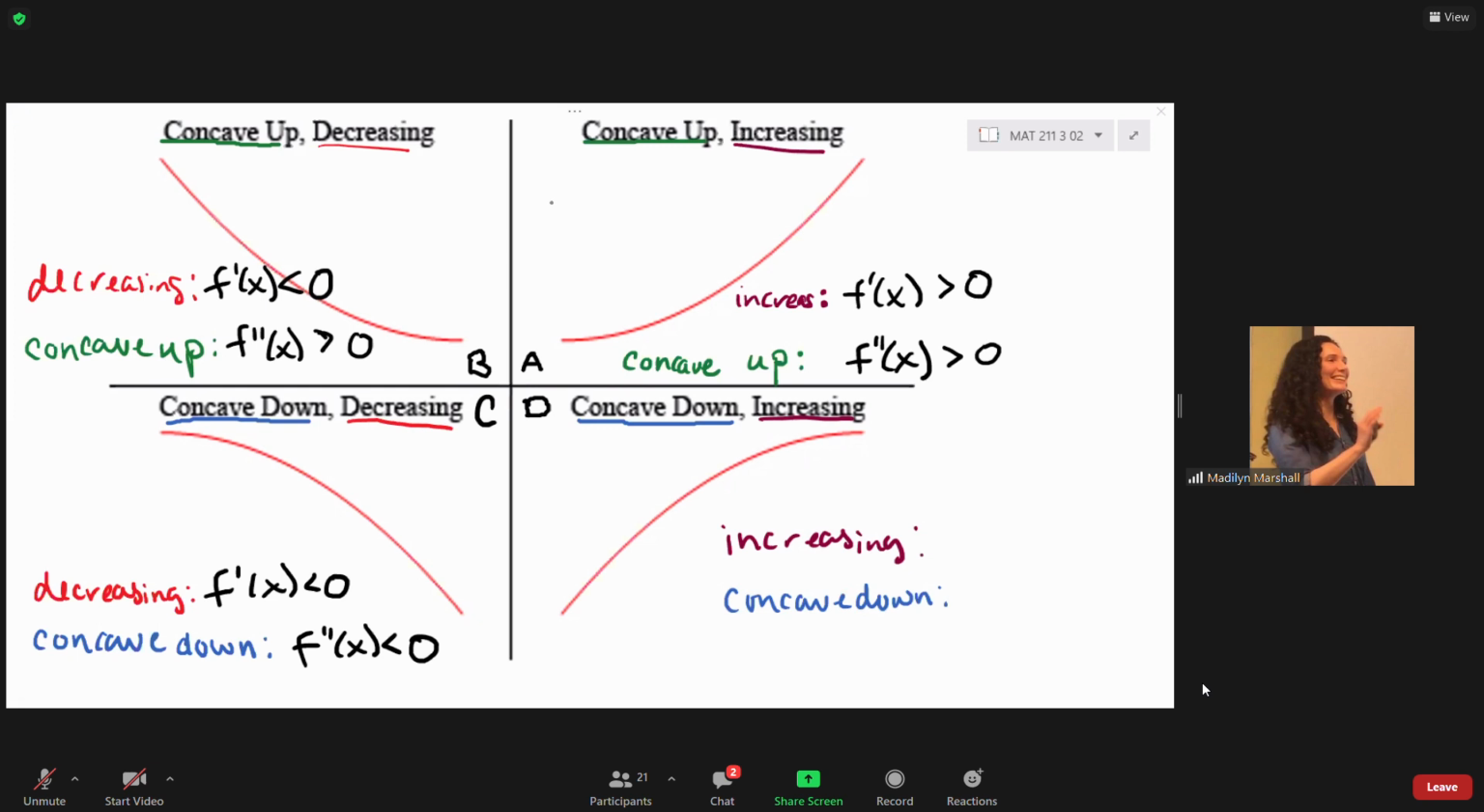So increasing means our first derivative is greater than 0. So that's the same as the one above it. Increasing means f prime is positive. Concave down is the same as the one to the left, which is that f double prime is less than 0.